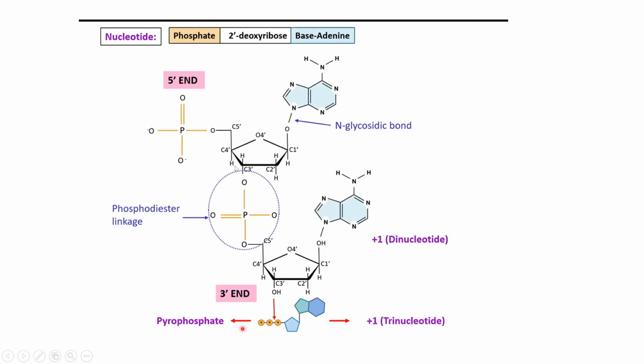When the third position doesn't contain a phosphate group, that is 3 dash. And when the fifth position is occupied with the phosphate group, that is 5 dash. So the opposite of 5 dash will be 3 dash, and the opposite of 3 dash will be 5 dash. Is it correct?